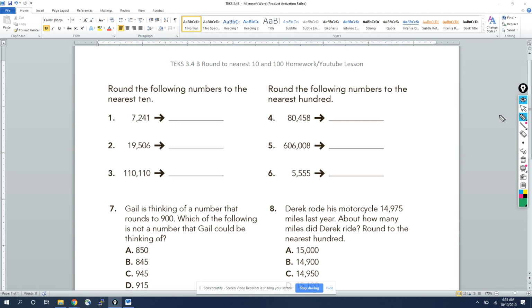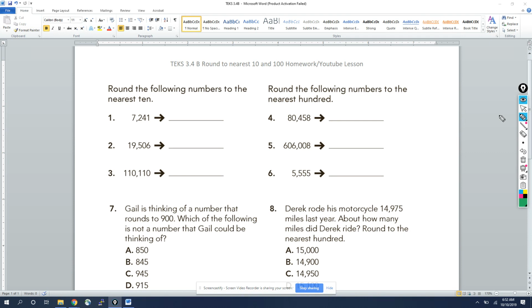This is Miss Nguyen. Today we are going to review TEKS 3.4b, rounding to the nearest 10 and nearest 100. Rounding is always my best subject to do, but for some of you it's still very confusing. Today we continue reviewing rounding with a different way to approach the skill, and we're going to use a STAAR test question to see if we can answer it using this strategy.